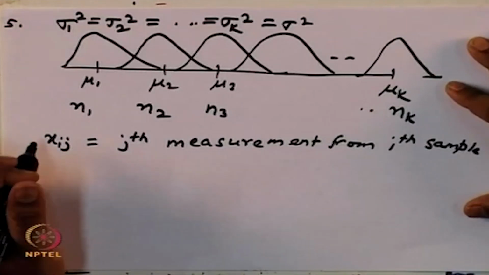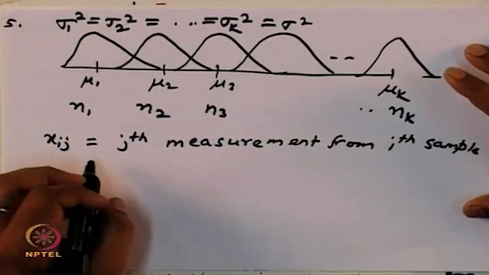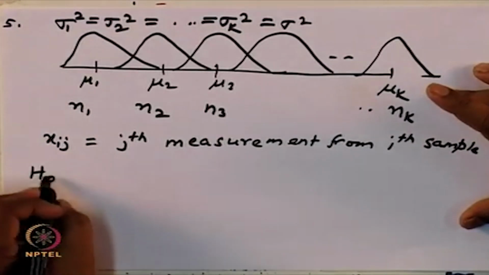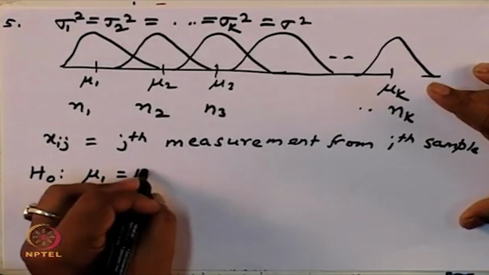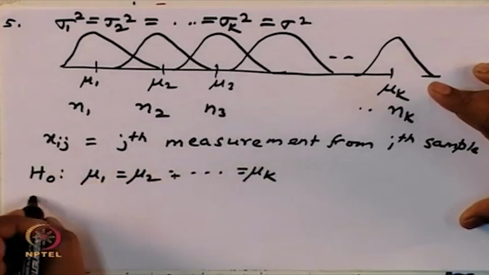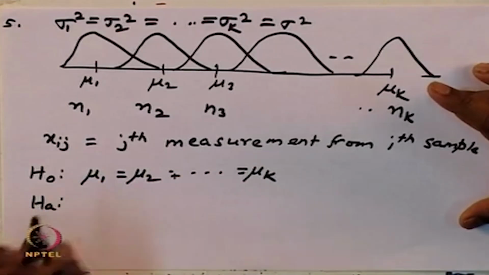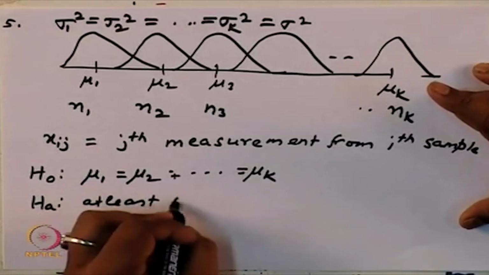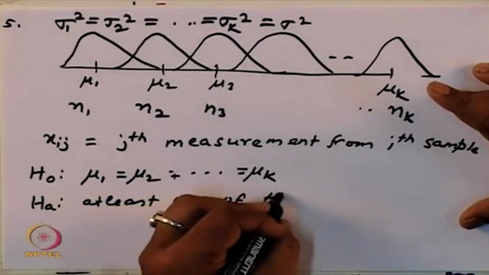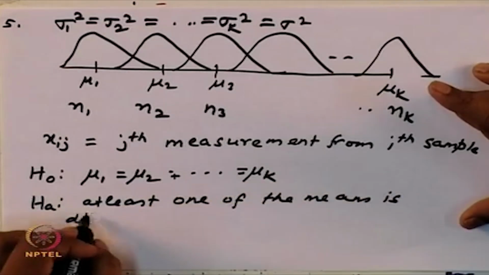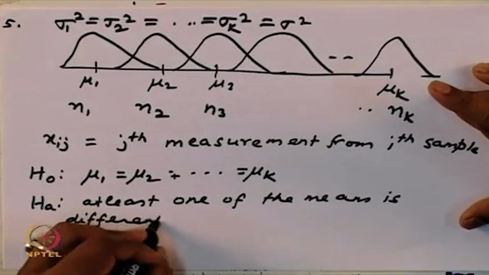You want to test the hypothesis that mu 1 equal to mu 2 equal to mu 3, and so on and so forth. So, your null hypothesis is mu 1 equal to mu 2 equal to mu k, and the alternate hypothesis is that at least one of the means is different.